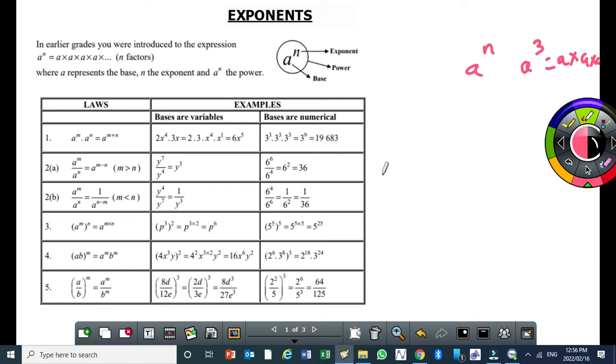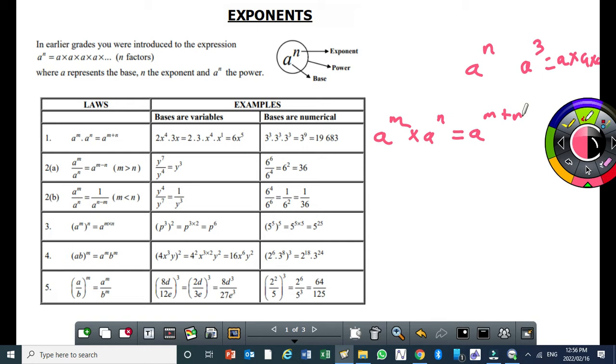Bases that are the same, you add the exponents. Okay, you have done that before. So this is more like a to the power of m times a to the power of n is equal to a to the power of m plus n. That's the first law of exponents. Please, you only add the exponents if the bases are the same and you are multiplying those bases.